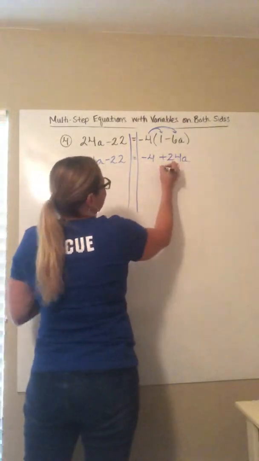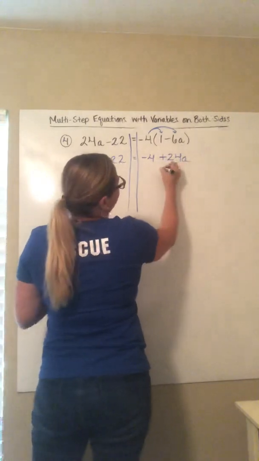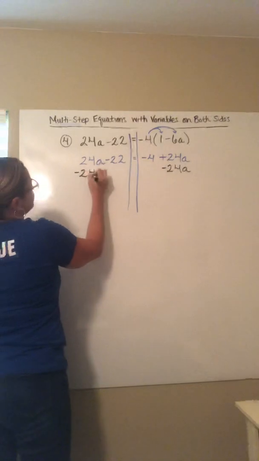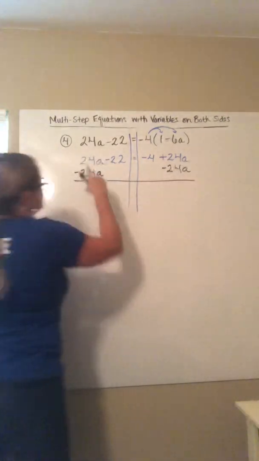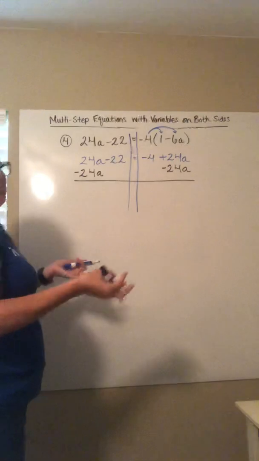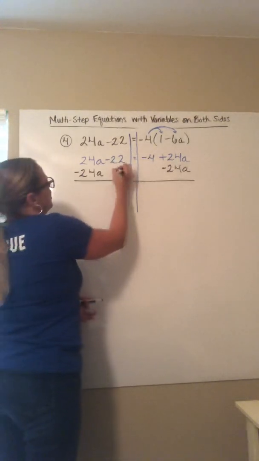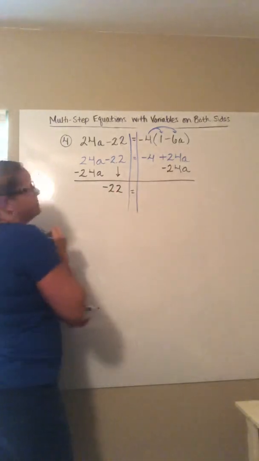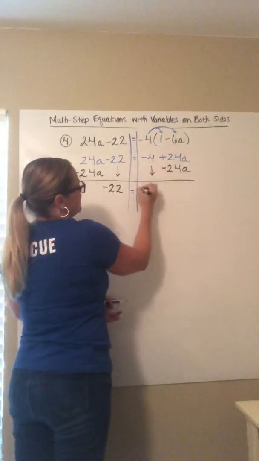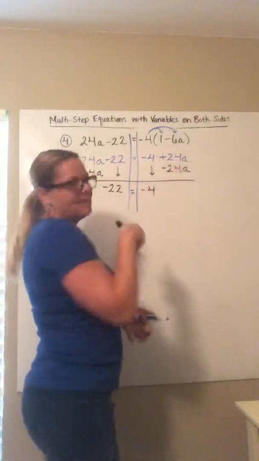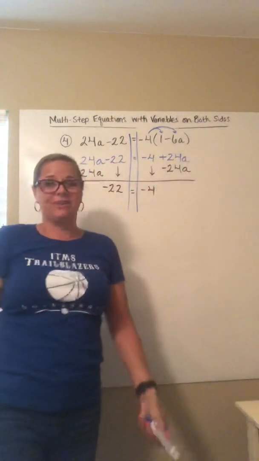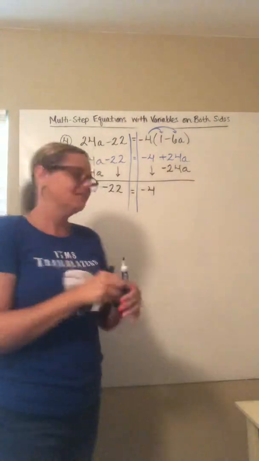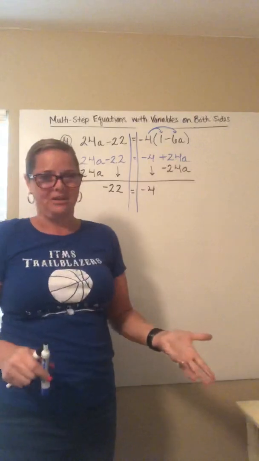Well, let's double check. So I'm going to go ahead and just take this one, and I'm going to do the inverse on both sides. So 24a minus 24a, the variable has eliminated. That makes 0. So the only thing I'm left with over here is negative 22. I'm going to bring down my equal sign, bring down the negative 4. 24a minus 24a, it's eliminated over there too. But last time I had the same number on both sides. This time I have different numbers on each side.